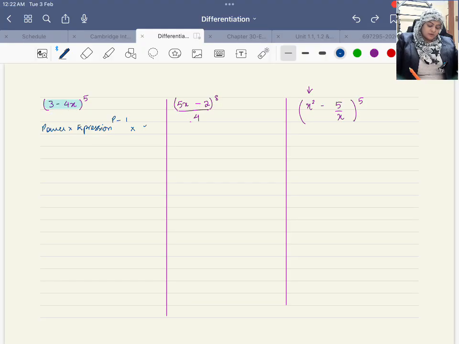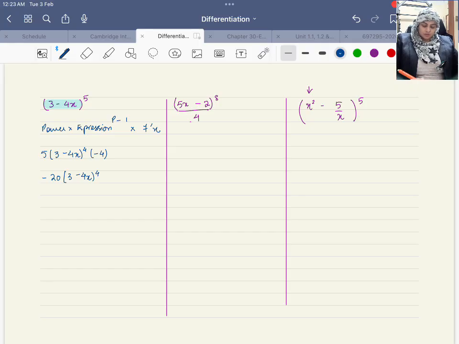Differential can also be written as f dash x, right? dy by dx is f dash x. Whenever we have an entire expression here, we are going to differentiate the expression as well. Whatever is inside the expression, not just the powers, right? So what do we do? Power 5, 3 minus 4x power 4. What is the differential of the expression 3 minus 4x? Differential of 3 is 0. Differential of minus 4x is minus 4. So the answer is minus 20, 3 minus 4x to the power 4.